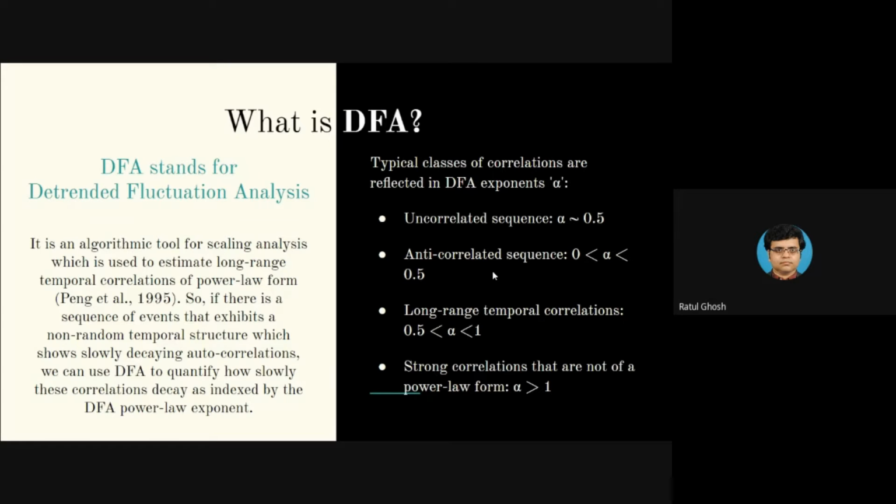But before we move any further, it would be good to spare a few words on DFA. So what is DFA? DFA stands for detrended fluctuation analysis. Basically, it is an algorithmic tool for scaling analysis which is used to estimate long-range temporal correlations or LRTC of power law form. So if there is a sequence of events that exhibits a non-random temporal structure which shows slowly decaying autocorrelations, we can use DFA to quantify the same using the DFA power law exponent. And here a typical class of correlations of DFA, given by a variable alpha, is shown.